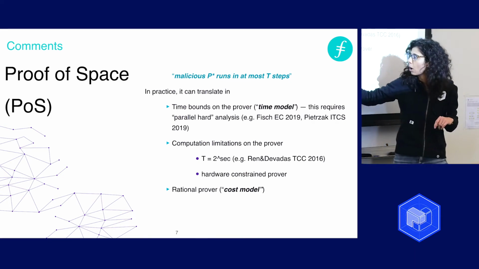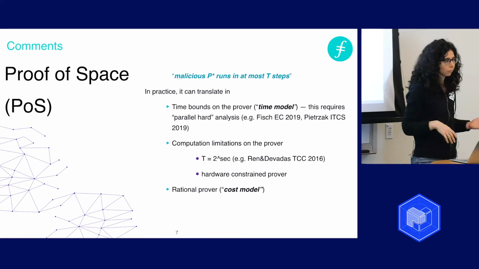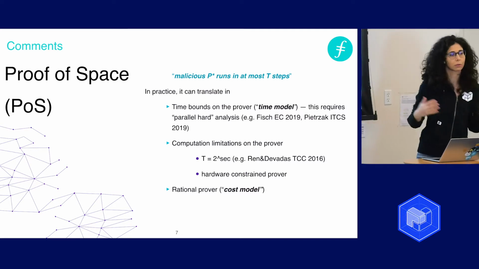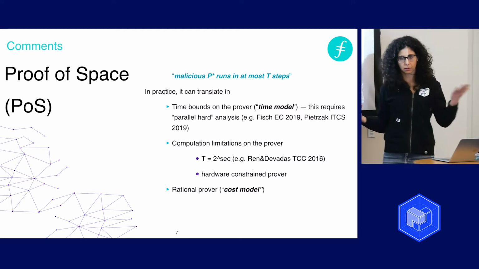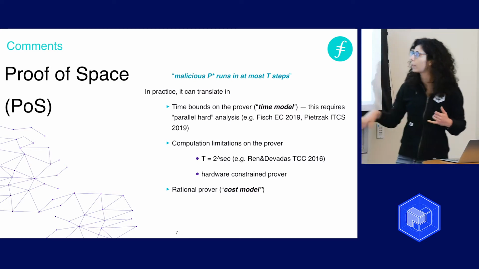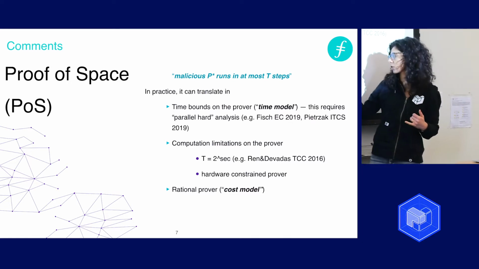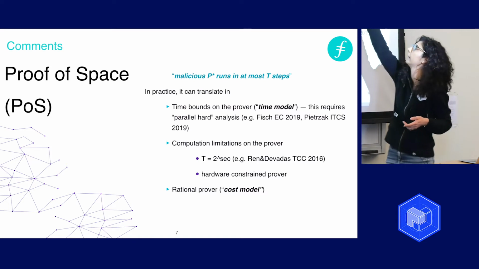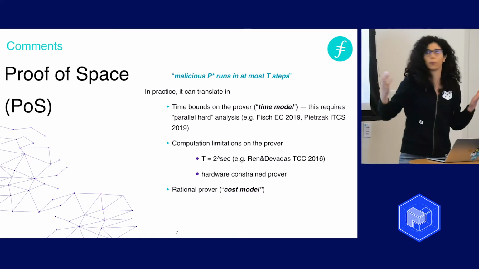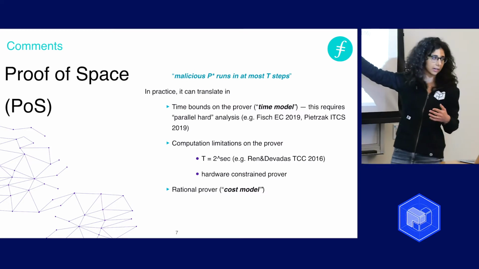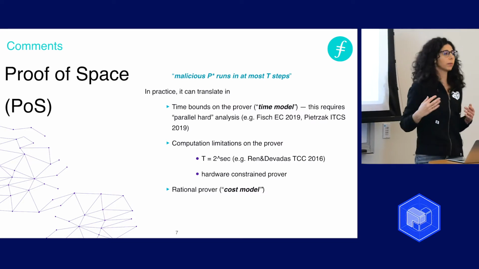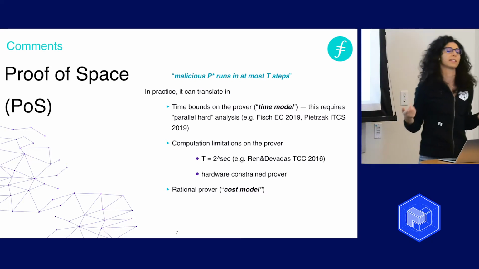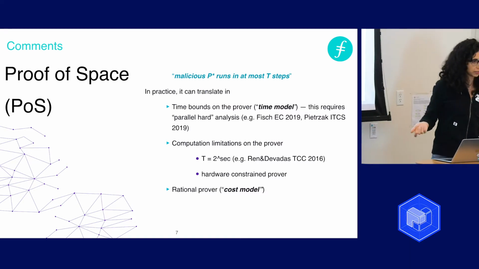And then there is a third option that we tried to use, but can't use right now, and you will see why there are problems. Nicola is going to give more detail, but it is what we call the cost model with the rational prover. So now the goal is not to make T just unfeasible for time or other reasons, but I just want to make it too expensive for someone who is rational to really go there and do it.